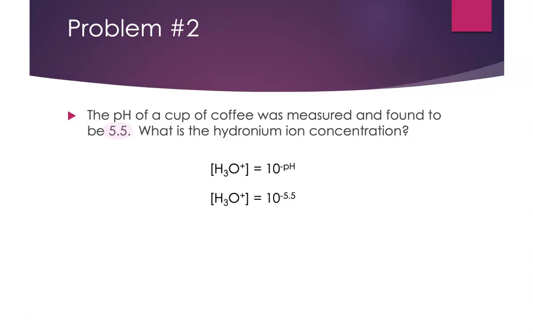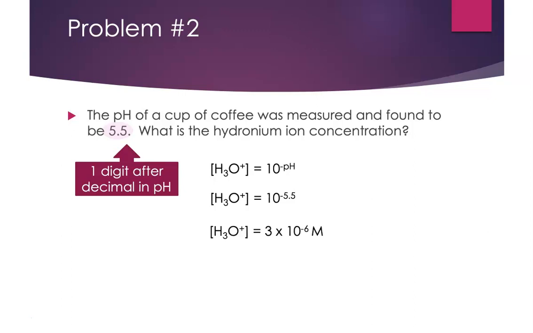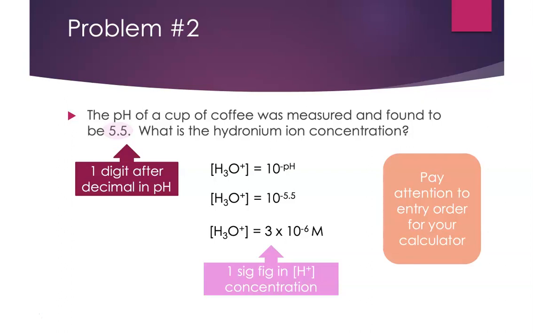Okay, so this again, you need to pay attention to how your calculator does the entry. When I get my final answer, since there was only 1 digit after the decimal in that pH, I can only report 1 sig fig in my H3O+ molarity. So it's 3 times 10 to the minus 6. That's reasonable. The pH was 5.5, having an exponent of 6. That's close. I can sort of estimate and predict and make sure my answer makes sense. But again, you have to pay attention to entry order for your calculator.